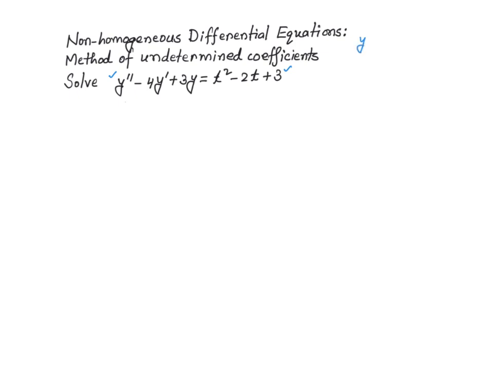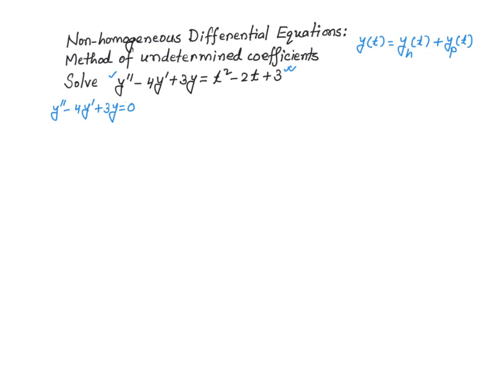Your general solution to this differential equation is going to be of this format. Y of t is equal to y sub h of t, which is the homogeneous part of the solution, plus y sub p of t, which is some particular solution to the non-homogeneous differential equation. So let's go ahead and find the homogeneous solution, which is very easy. The corresponding homogeneous equation is y double prime minus 4y prime plus 3y is equal to 0. So this is the homogeneous one.